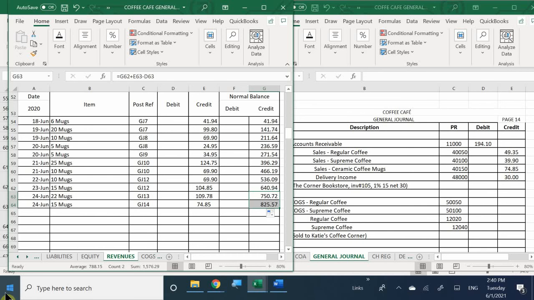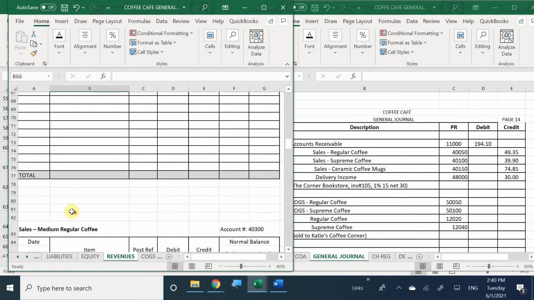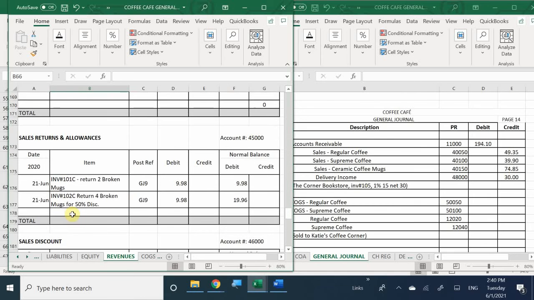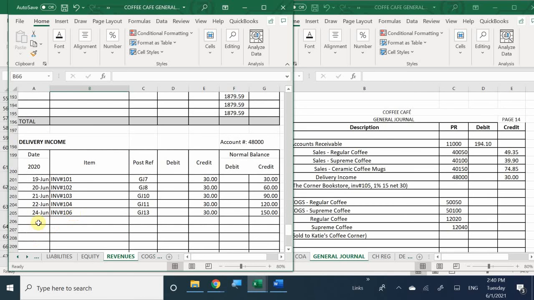Next we have to go to the delivery income. Date will be 6/24, invoice 105, GJ14. Credit for 30. It should bring it to 150 or 180. I'm sorry, guys, I've got a lot more of my cheats here, so I'm trying to decipher it. No worries.